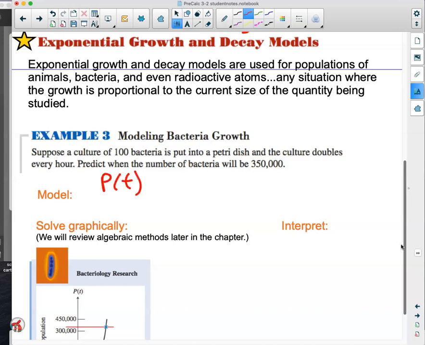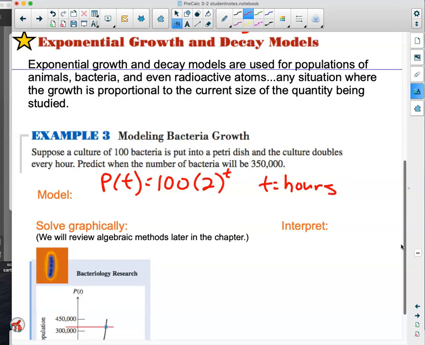So we're looking at a population of bacteria. And they said that it started at 100, but it's going to double every hour. Now, I don't want to overthink that. Doubling is 2. So it's going to be multiplied by 2 every hour. And I can just use T to stand for hours.